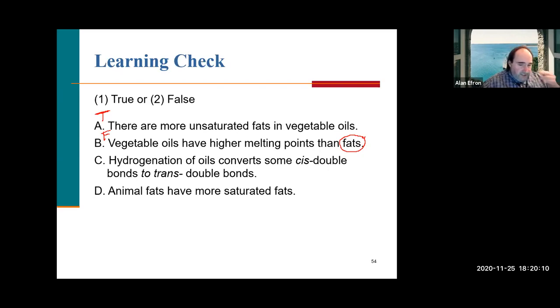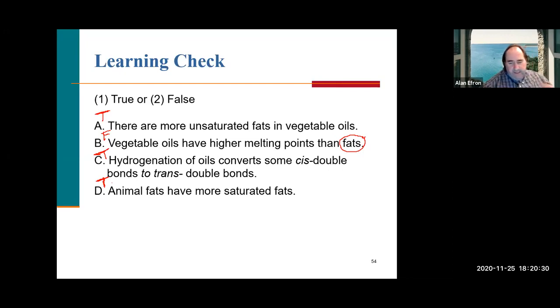Hydrogenation converts some cis to trans. That is true, as we just talked about. And animal fats have more saturated fat. Again, all those single bonds are going to allow it to sit together and be more solid at room temperature. Any questions on that there?